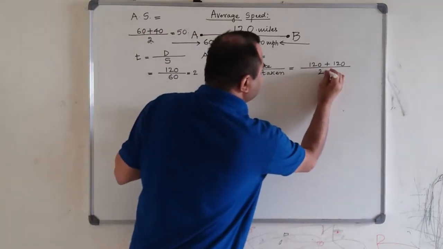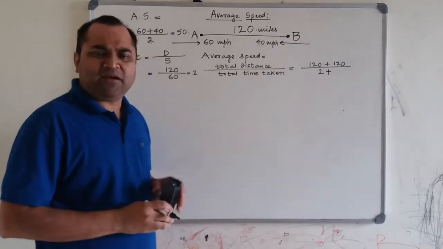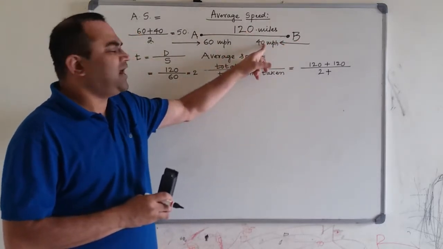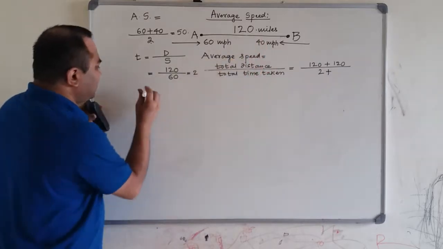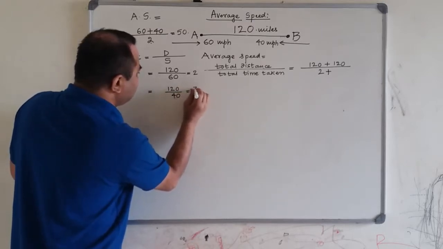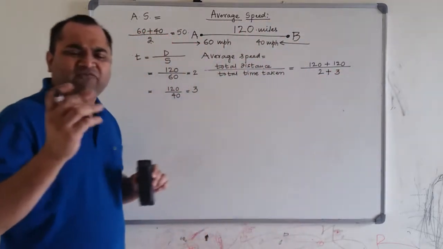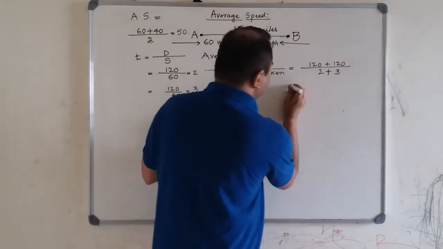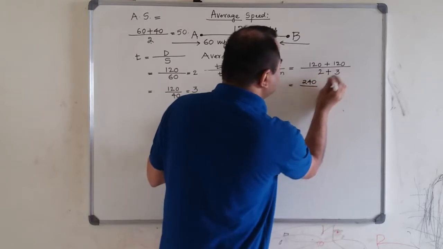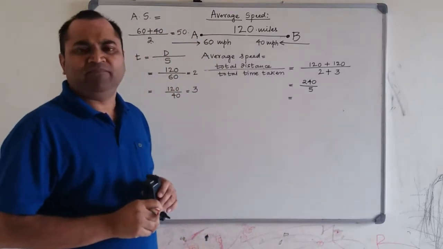So write here 2 hours for the car travelling from A to B. And what will be the time taken by the car to come back from B to A, traveling the same distance at this speed 40 miles an hour? It would be distance 120 over speed 40, which is equal to 3. Therefore, time taken by the car for traveling back from B to A would be 3 hours. Now let us simplify them. 120 plus 120, sum is 240, denominator sum is 5. So 240 by 5 is equal to what?